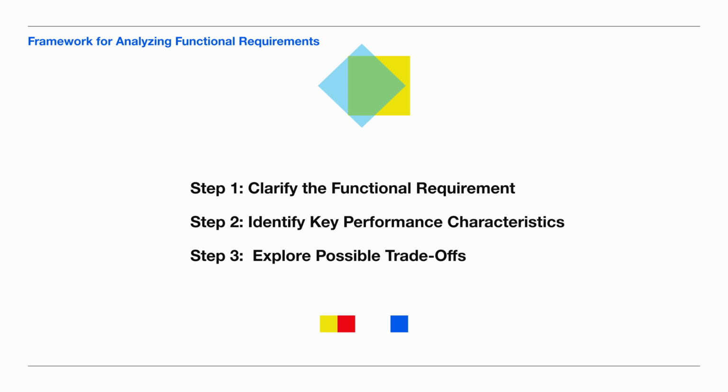Let's quickly recap the 3 steps for analyzing functional requirements. 1. Clarify the functional requirement. Understand exactly what the system needs to do. 2. Identify key performance characteristics. Determine how fast, scalable, and accurate the system should be. And 3. Explore possible trade-offs. Balance different priorities like speed, accuracy, scalability, and performance.